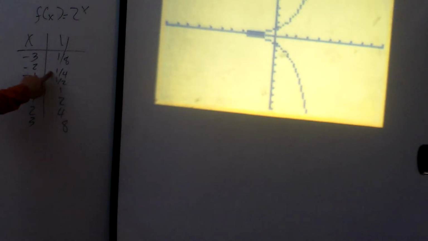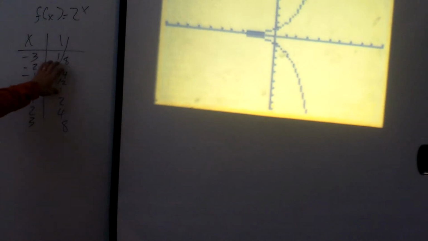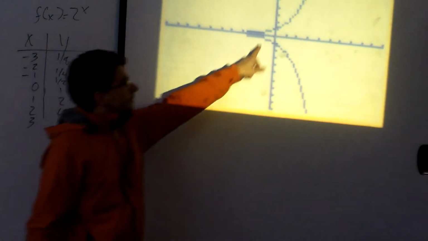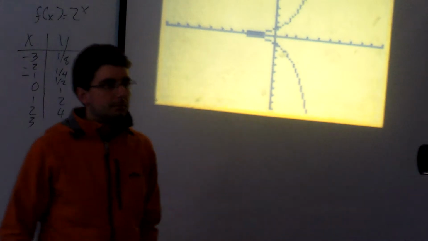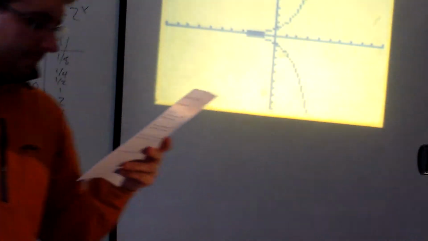If I multiply this by -1, what do I get? -1/8. If I multiply this by -1, what do I get? -1/4. And so on, and so on, and so on. Again, the pattern could be the exact same. If I wasn't sure, I plug some numbers in. I see what my outputs are. I graph them. I get that. Fairly straightforward? Okay. Moving on.